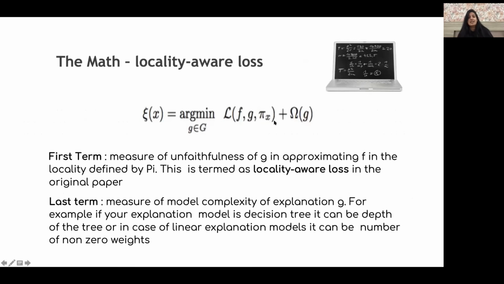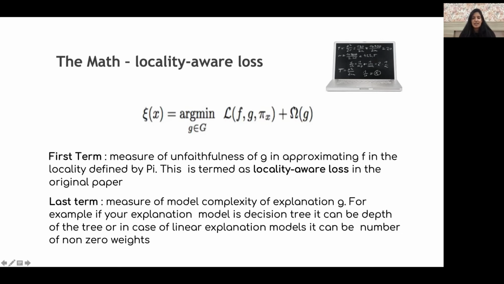So the first term is basically measuring the unfaithfulness of your model g in approximating f, which is your observation, in the locality defined by pi. Pi here is nothing but the permuted points. Now, this is the beauty: it is trying to understand how unfaithful your model can be, and all it wants to do is minimize this. It wants to make it more and more faithful, and give you more and more interpretable feedback.